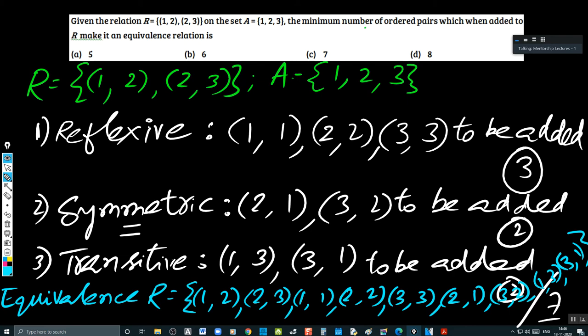Miloni, are you there? Yes, sir. This is about a given relation to become an equivalence. To become equivalence, it must be reflexive, symmetric and transitive, and hence a minimum of 7 elements must be added to make it an equivalence relation. I hope you understand that. If you say okay, we'll move on to the next question, please. Yes, sir.